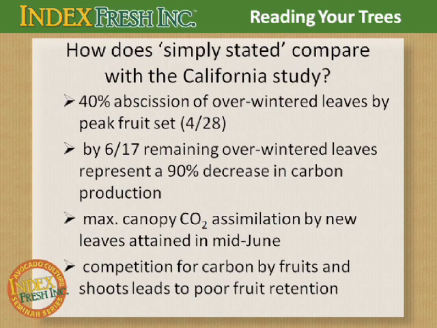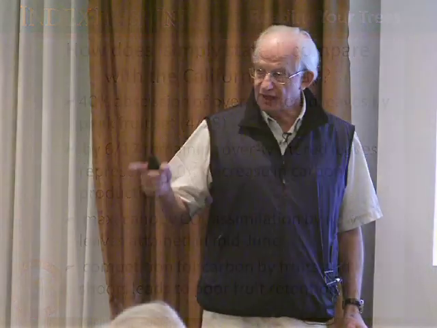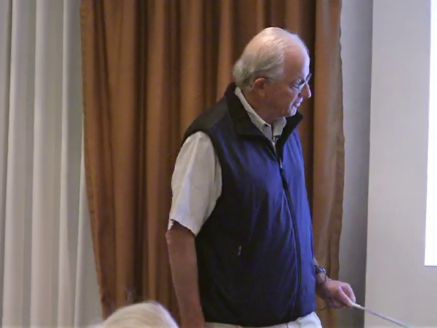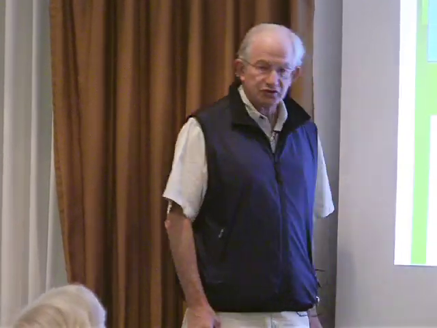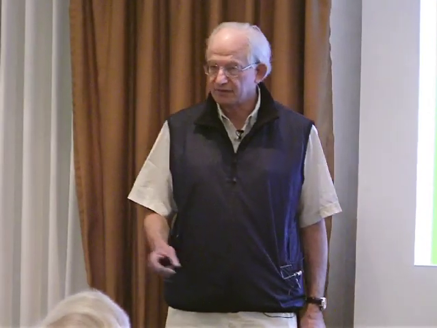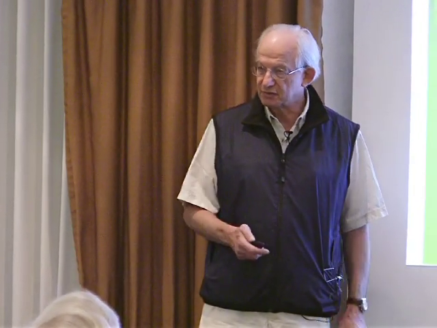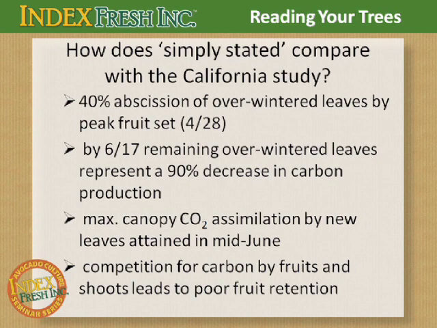And finally, they said that when you have competition for carbon by fruits and by shoots, it often leads to poor fruit retention, and they found that as well. Because the more competition you have, the more the avocado tree shows vegetative bias. So shoot growth is very competitive when it coincides with fruit set and early fruit growth. So we see it here.